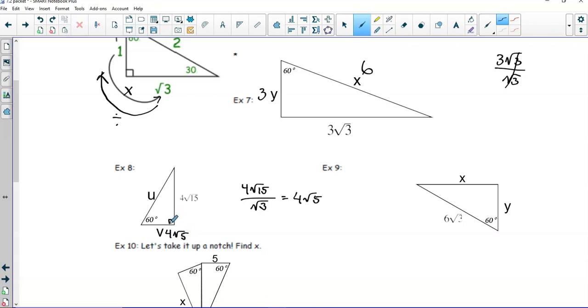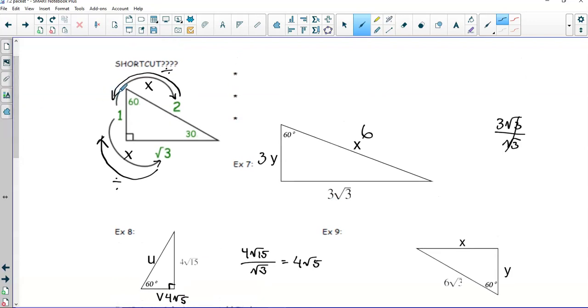Remember, this is my 90-degree angle right here. Now, to go from here to the hypotenuse, what do I need to do? I need to multiply by 2. So I take 4 square root of 5 and multiply that by 2. Outside times outside, that's 8. So that's 8 square root of 5. I'm done. Simple stuff, right?